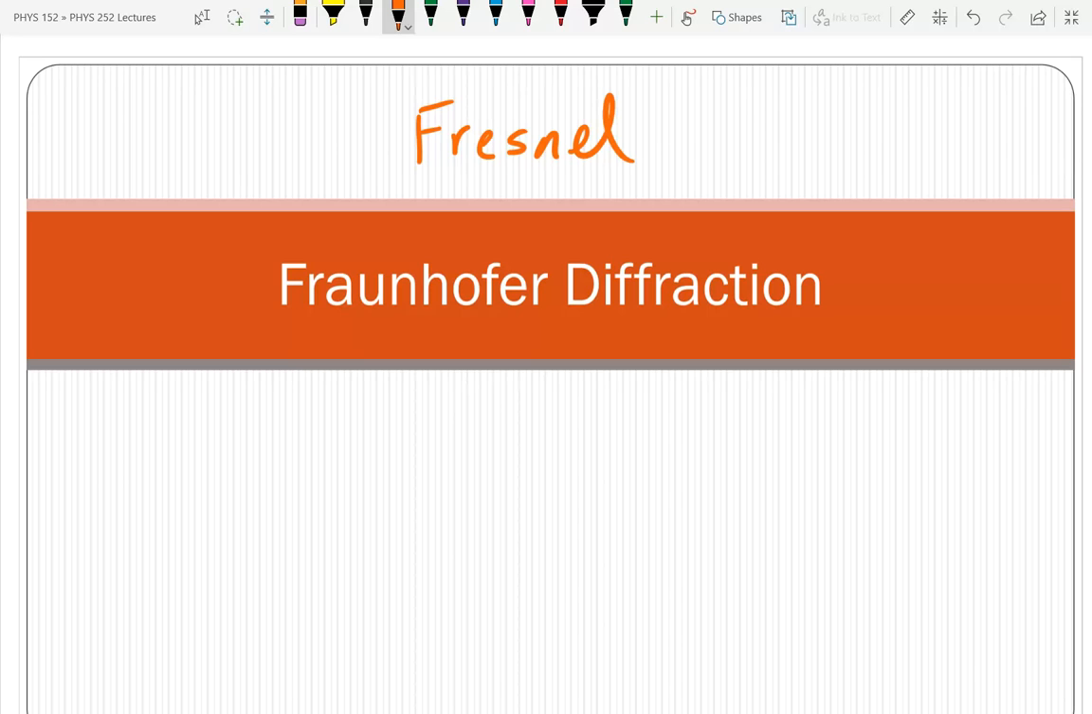Fraunhofer diffraction is in the far field, where we can make approximations to make life much simpler. So we're only going to look at Fraunhofer diffraction here. If you look at the integrals for Fresnel diffraction, they're very interesting. You have the Cornu spiral or something, and it's kind of interesting, but it's also kind of difficult.